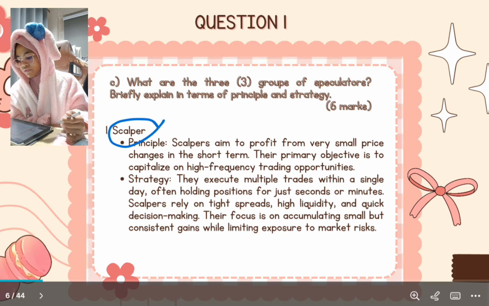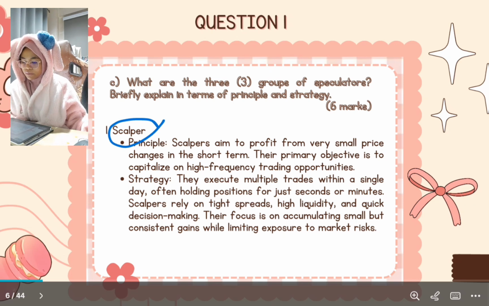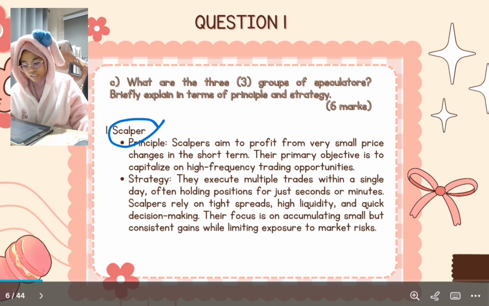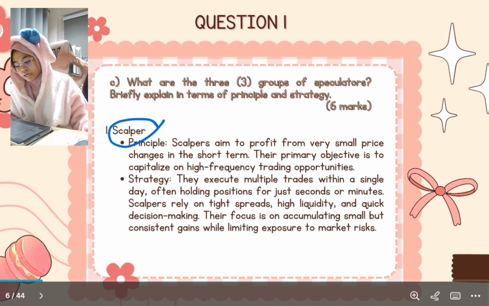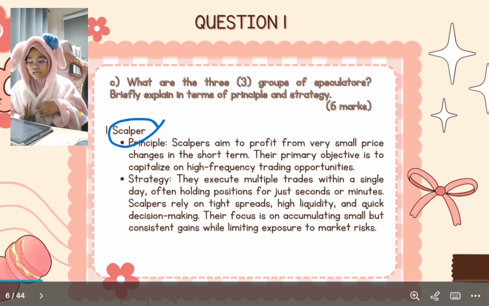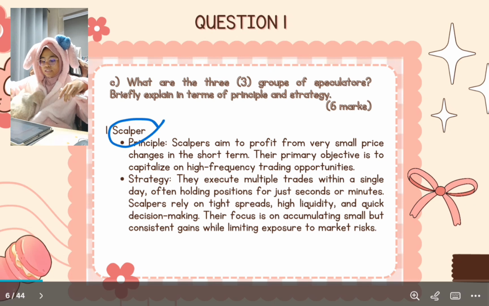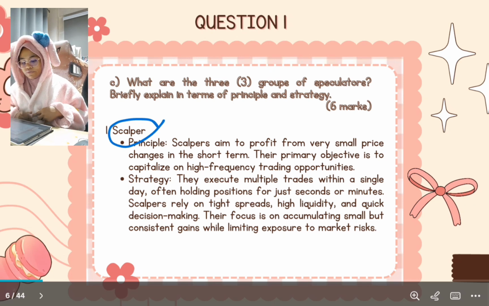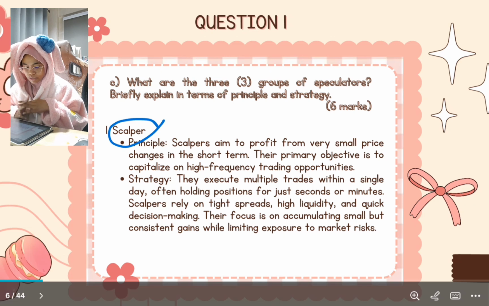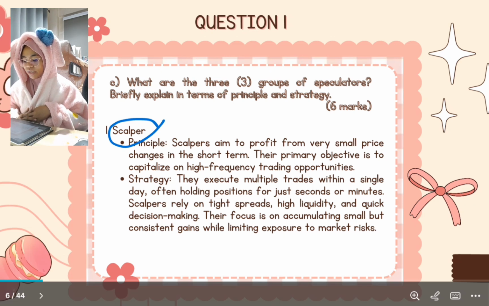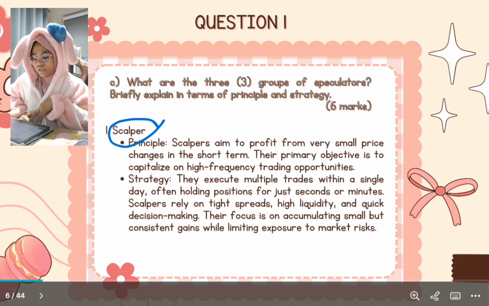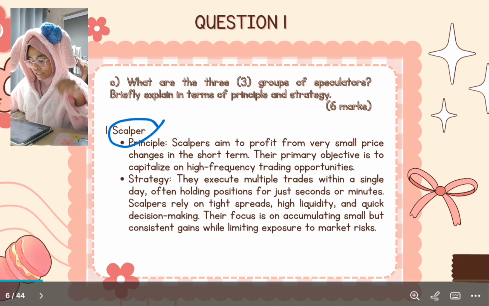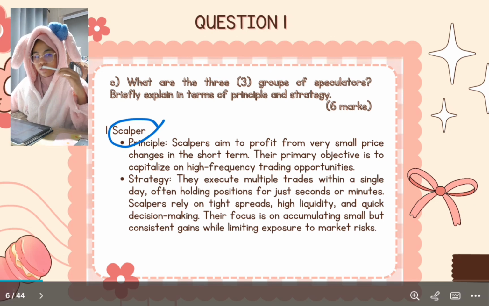The principle of scalpers is to aim to profit from very small price changes in the short term. Their primary objective is to capitalize on high frequency trading opportunities. Their strategy is they execute multiple trades within a single day, often holding positions for just a second or a minute. Scalpers rely on tight spreads, high liquidity, and quick decision making. Their focus is on accumulating small but consistent gains while limiting exposure to market risks.